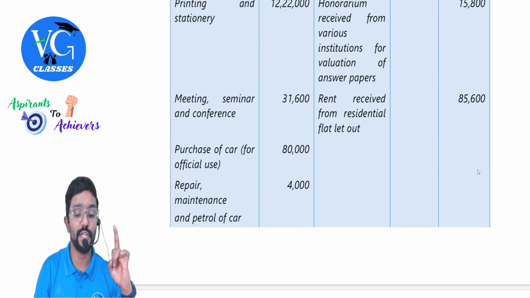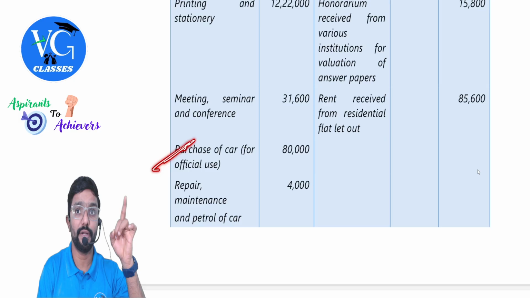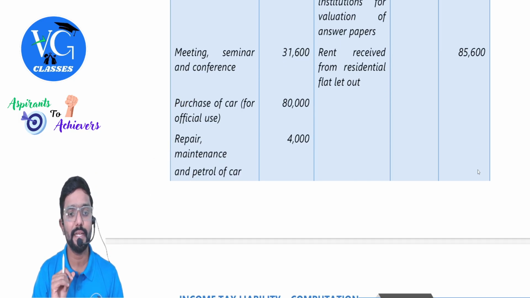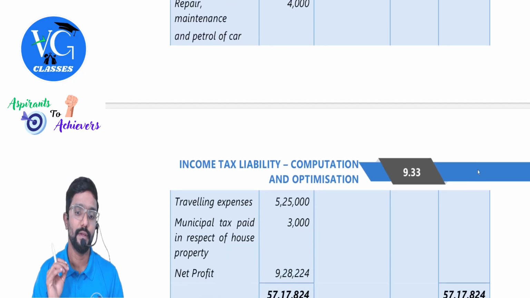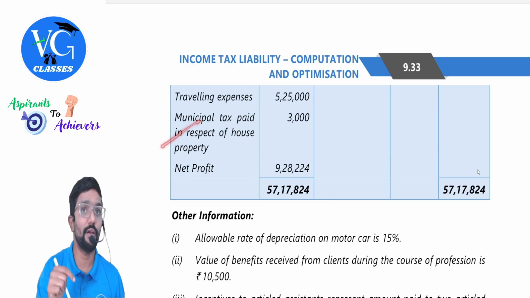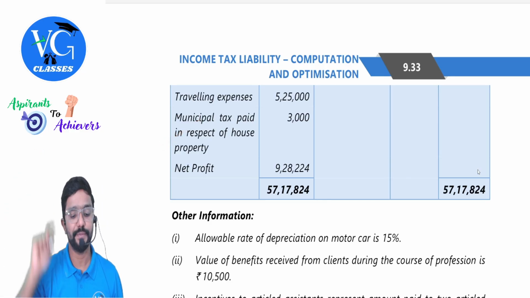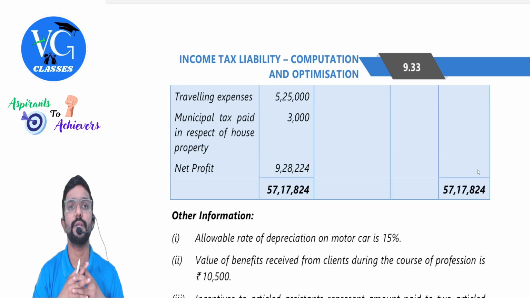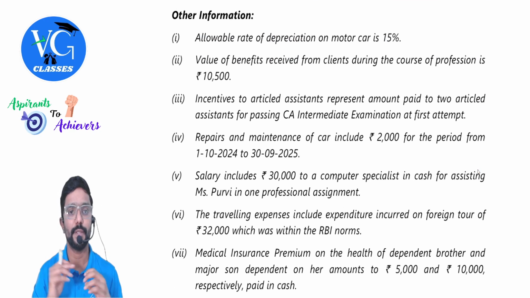Purchase of car for official use, not a revenue expenditure. Capital. Can she claim depreciation? Yes. Repairs and maintenance and petrol of car. Travel expenses. Municipal tax paid in respect of house property. Disallowed here, allowed under house property. Net profit is 9,28,224. Other information: allowable rate of depreciation on motor car is 15%.